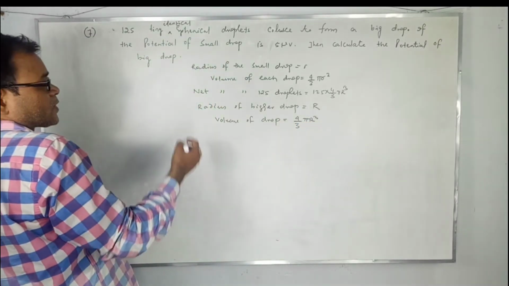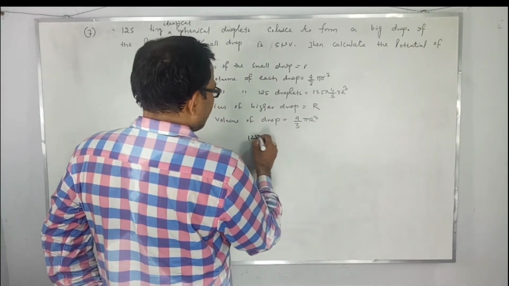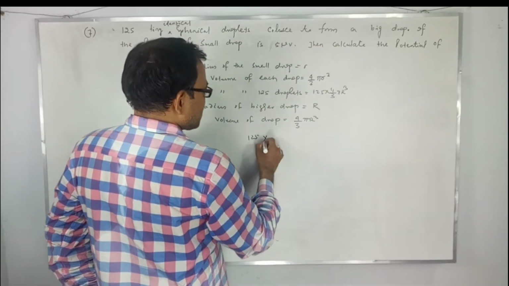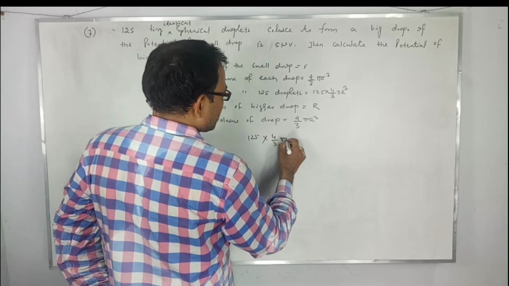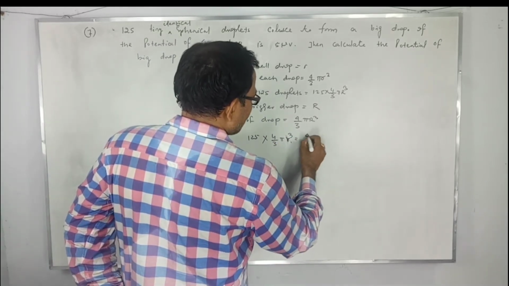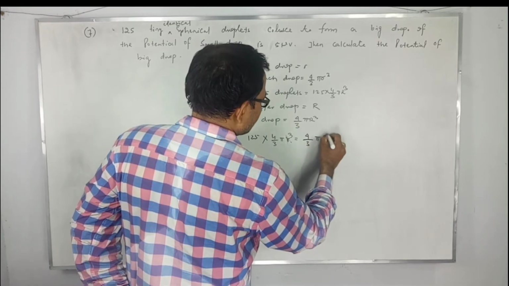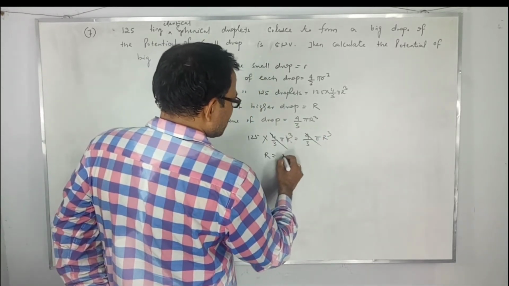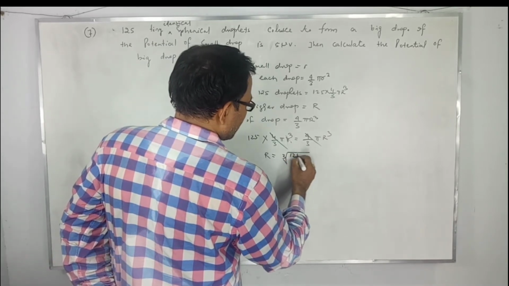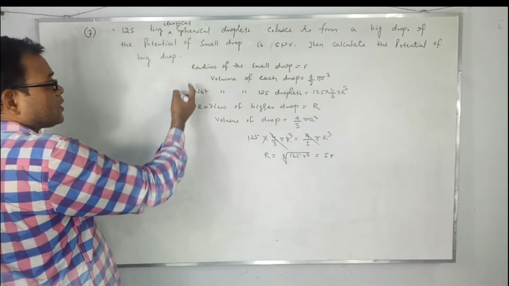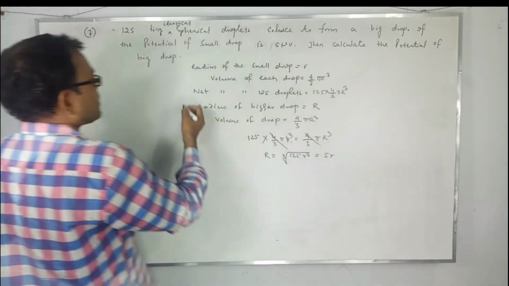According to question, 125 tiny droplets coalesce to form a big drop. So 125 into 4 by 3 pi r cube is equal to 4 by 3 pi into capital R cube. 4 by 3 pi, 4 by 3 pi cancel. So R is equal to cube root of 125 r cube. So it is answer 5r. Now the question is calculate the potential of the big drop.